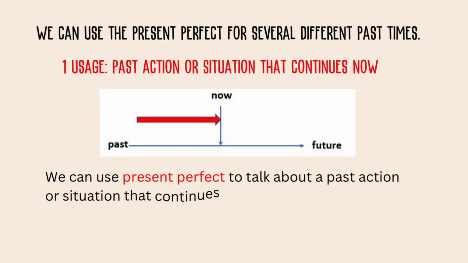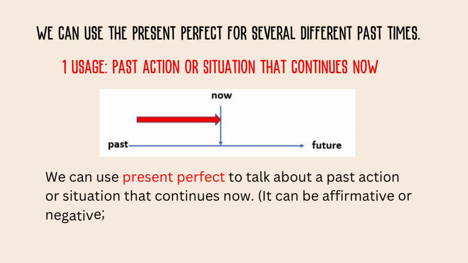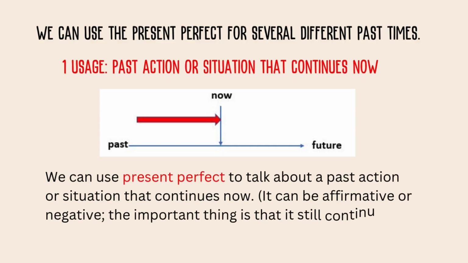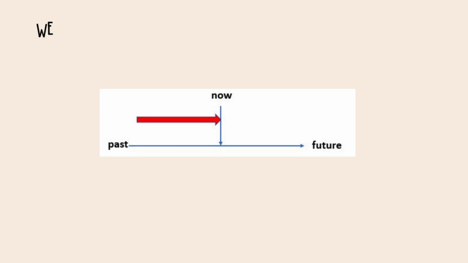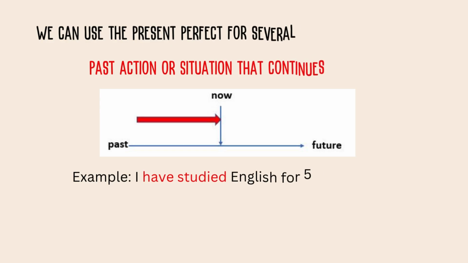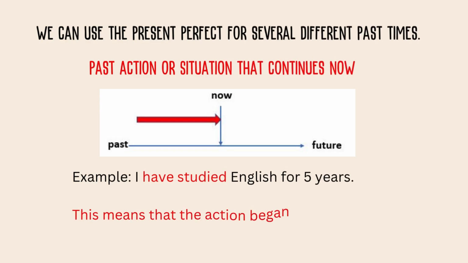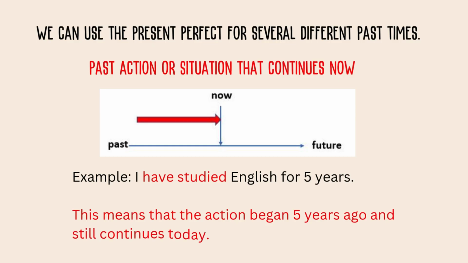We can use the present perfect for several different past times, but for this video, we're looking at one usage in particular, past actions or situations that continue to now. We can use the present perfect to talk about a past action or situation that starts in the past and continues to now. It can be affirmative or negative. The important thing is that it still continues. An example sentence: I have studied English for 5 years. This means that the action began 5 years ago in the past and it still continues today.